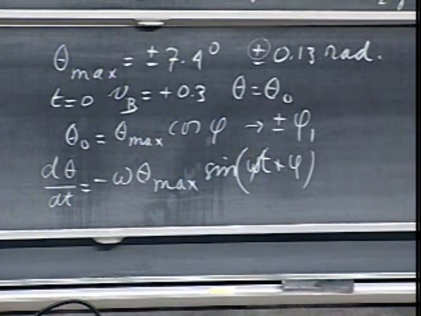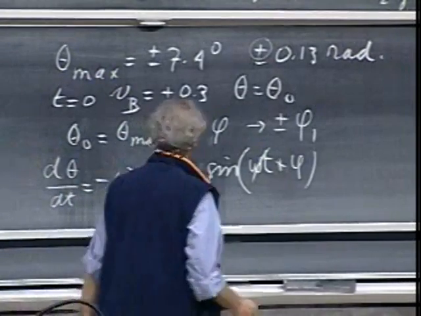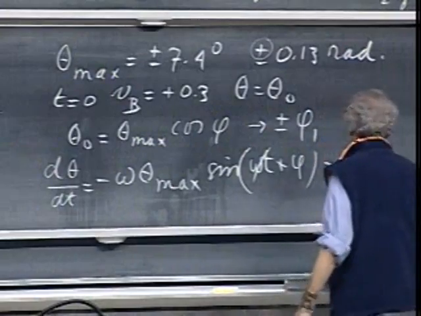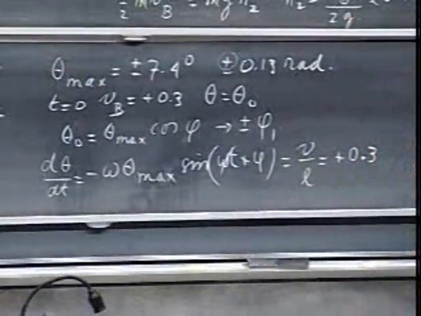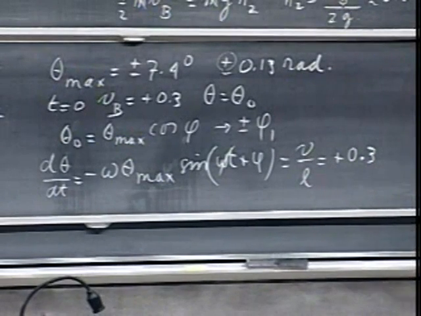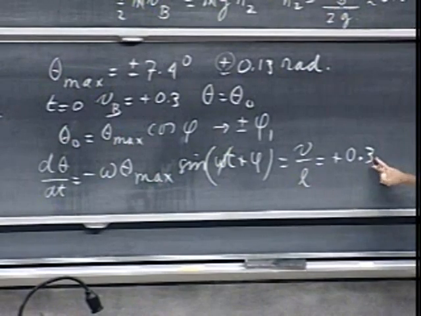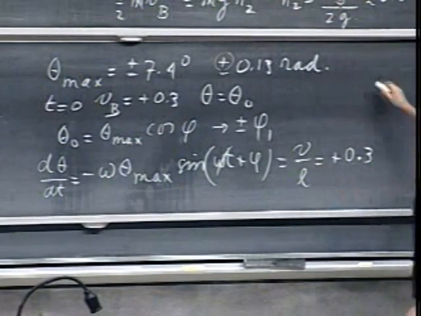What is d theta/dt? Well, d theta/dt is v divided by L. This is v divided by L, and is therefore plus 0.3. This is plus because at t equals 0, the angle is increasing. So it is plus. How do we know it's v over L?